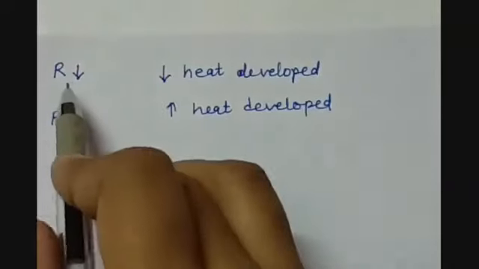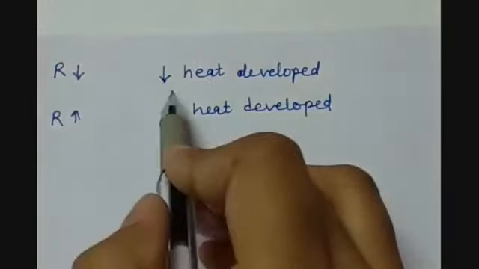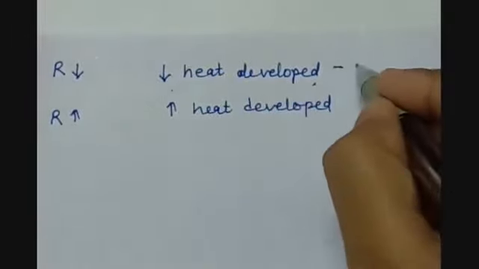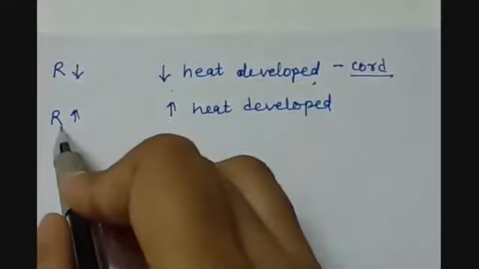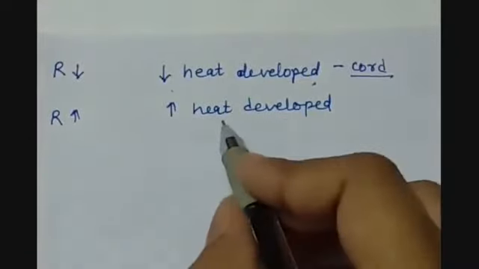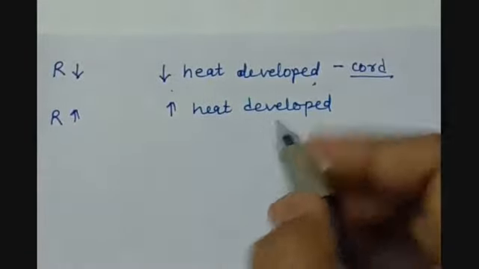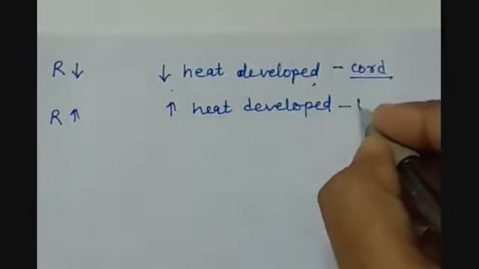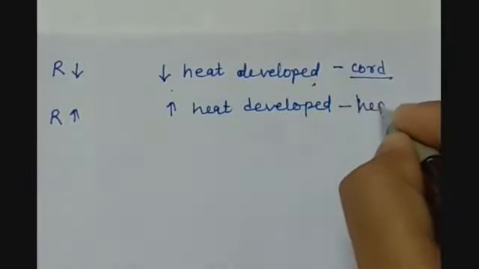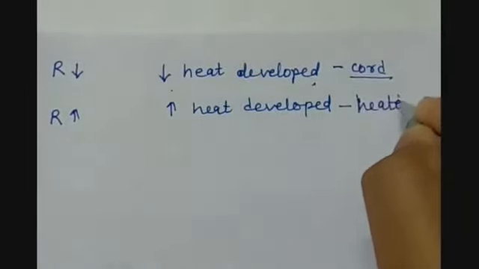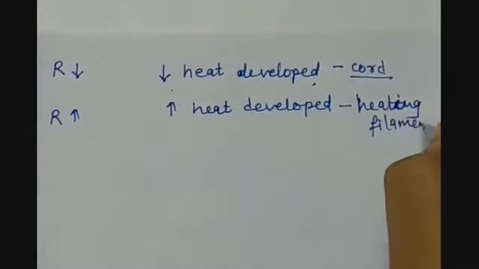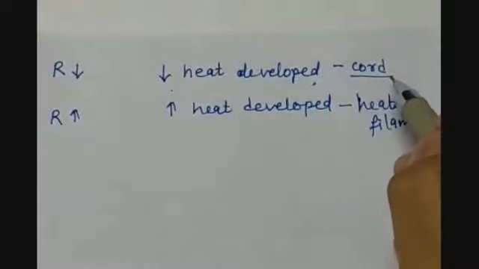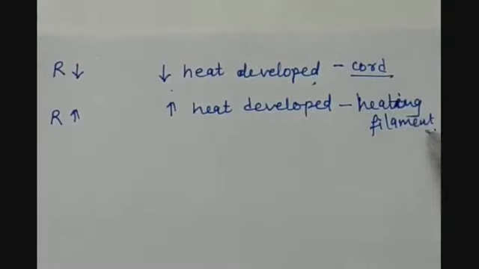So, when the resistance is less, less heat is developed in the electric cord. And when resistance is very high, then heat developed is also very high, and this is the case for the heating filament of the heater. So that is why the cord does not glow while the heating element does.